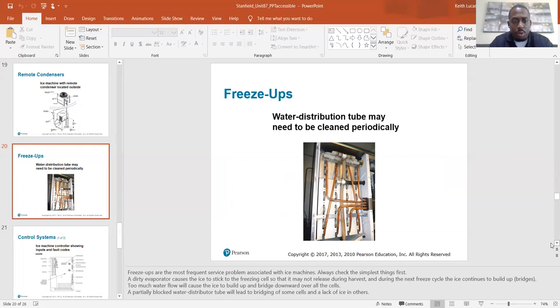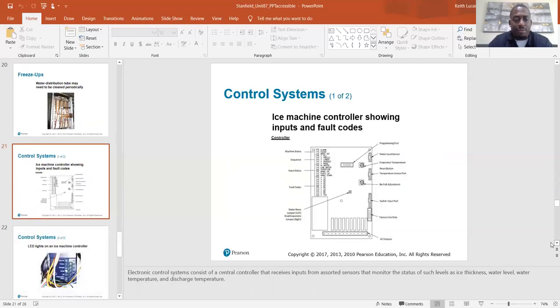Too much water flow will cause the ice to build up and bridge downward over the cells. A partially blocked water distributor tube will lead to bridging of some cells and lack of ice in other cells. So dirty evap coils or partially blocked water distributors are both common issues to check for in ice machines.